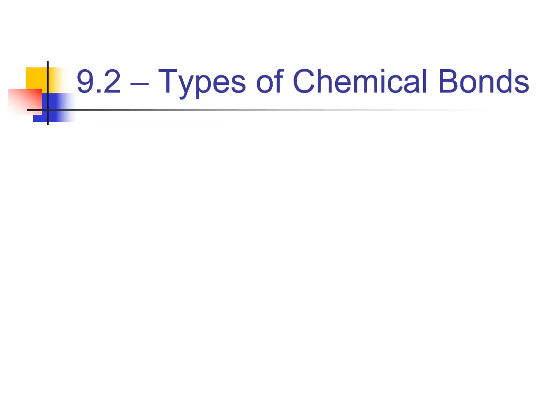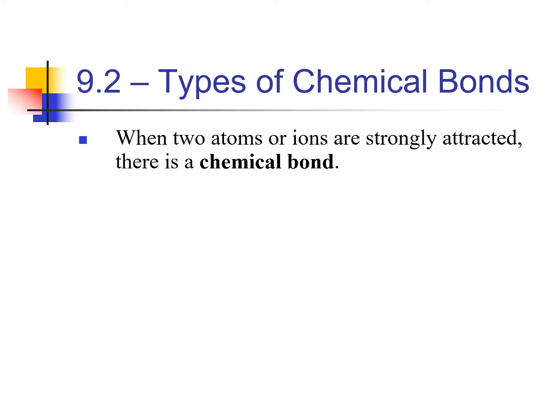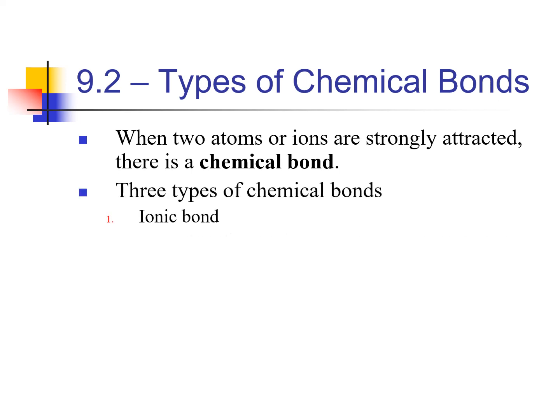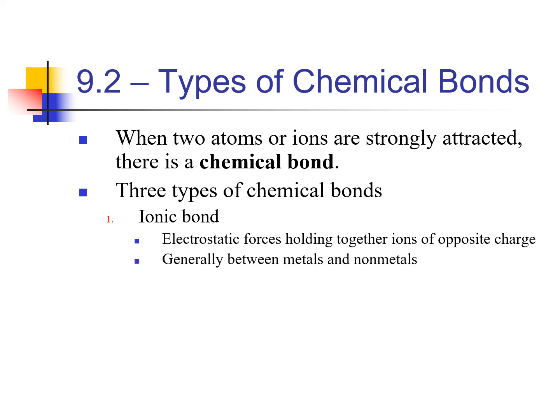So before we talk bonds, we need to talk types of bonds. So again, anytime we have atoms or ions strongly attracted, there is a chemical bond taking place. There's three main types. Ionic bond, which is positive and negative ions attracted to each other, kind of like the north and south ends of magnets. And what we're usually going to see is between metals and nonmetals.